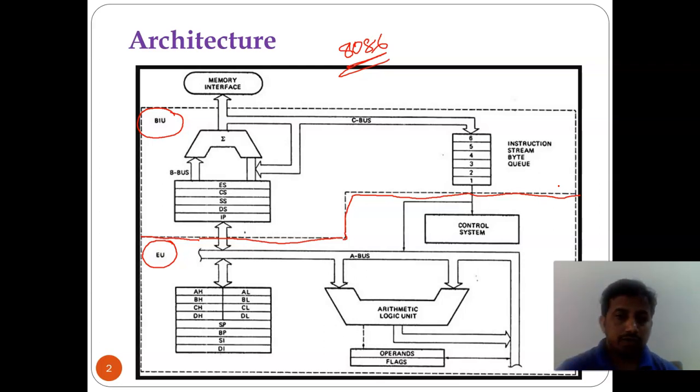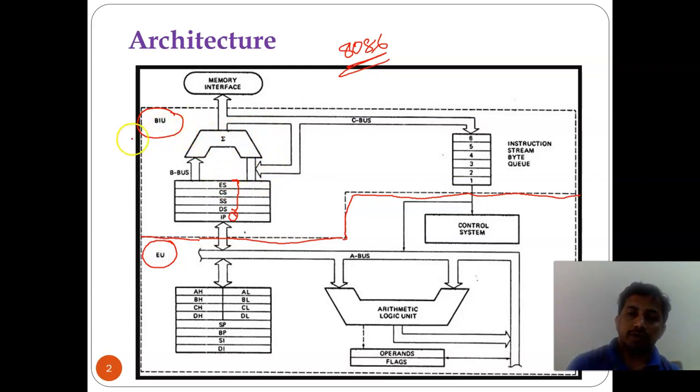The top part above this line is the bus interface unit, which consists of the instruction prefetch queue, or instruction queue, which is a 6-byte instruction queue. There is an address summation unit, which adds up the address to make a physical address, the total address of where the data is stored. To facilitate that, we have 4 segment registers and one instruction pointer register. These are all part of the bus interface unit.